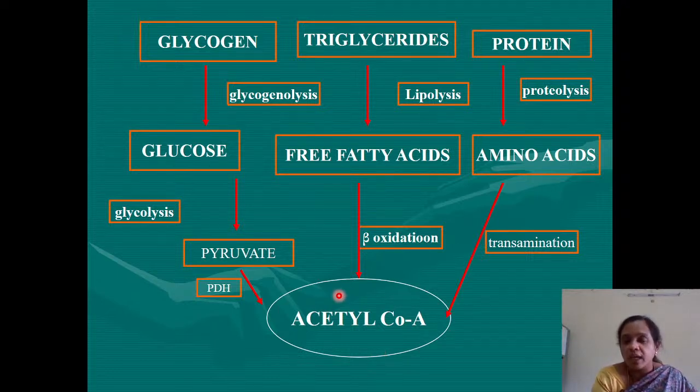This acetyl-CoA is the one that enters into the citric acid cycle and that will be producing the ATPs. So, whatever components we take, finally they will converge and form acetyl-CoA so that they can enter into the citric acid cycle.